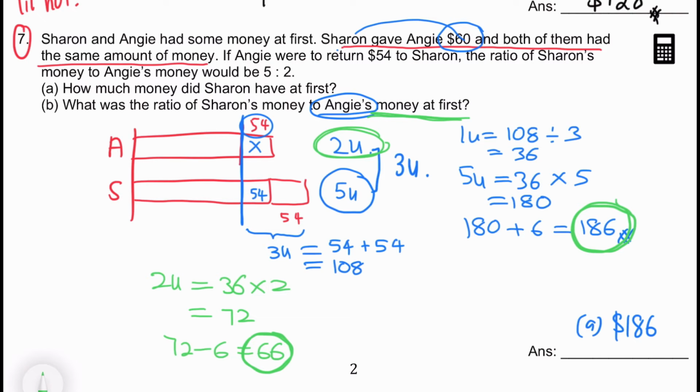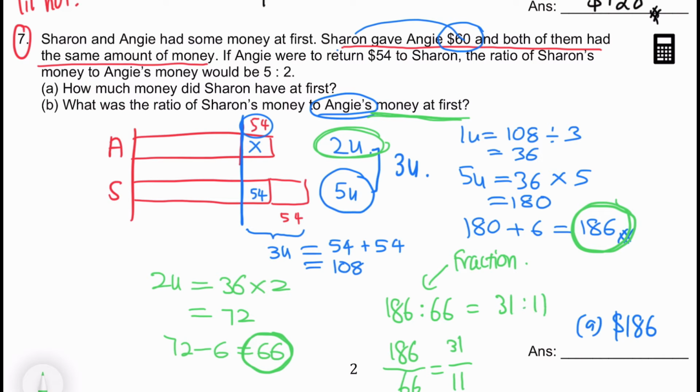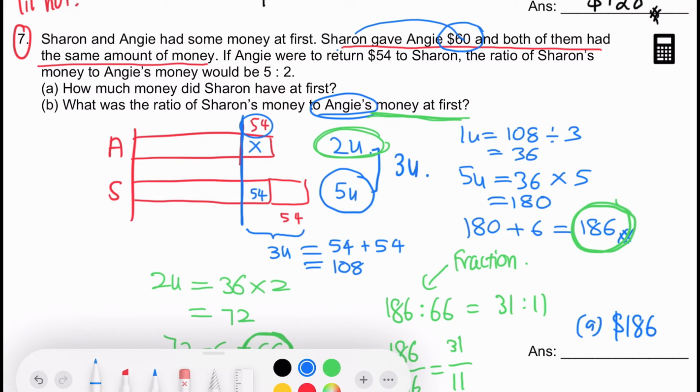And now they want to find the ratio. So 186 to 66. And remember, you can use a calculator, and fraction is related to ratio. So what you can do on your calculator when you simplify this, you just have to type 186 out of 66 and you simplify it. The answer is 31 out of 11. So my ratio will be 31 is to 11, and that's the answer for B.